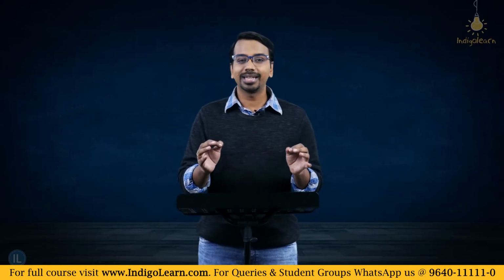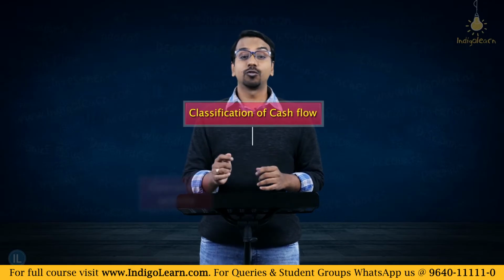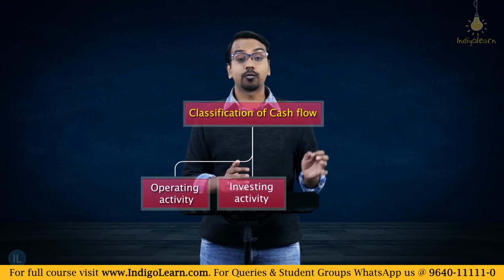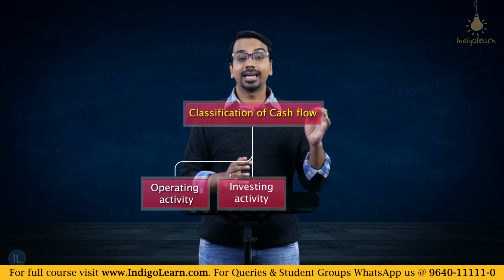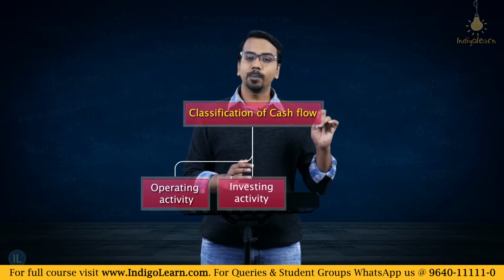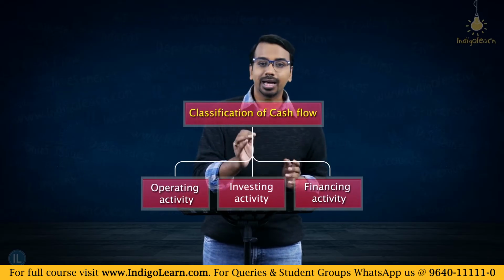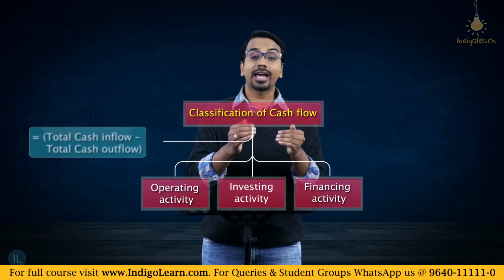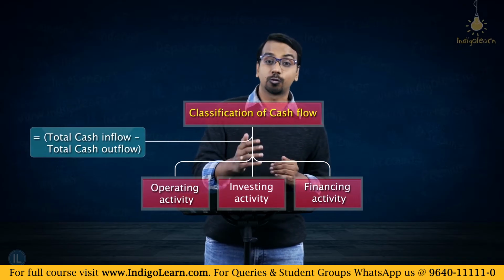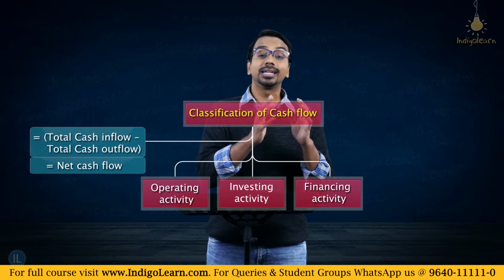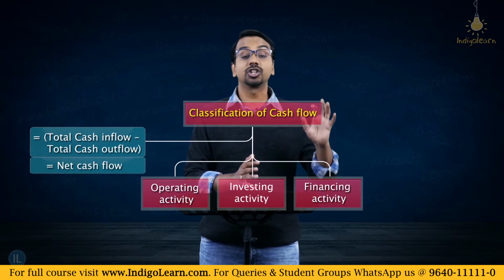So, what are the three kinds of cash flow we have discussed? Cash flow from operating activity, that is the first one. The second one is cash flow from investing activity. And the third one is cash flow from financing activity. When we say cash flow, what we are referring to is the total of cash inflows minus the total of cash outflows, or in other words, the net cash flow under each category.